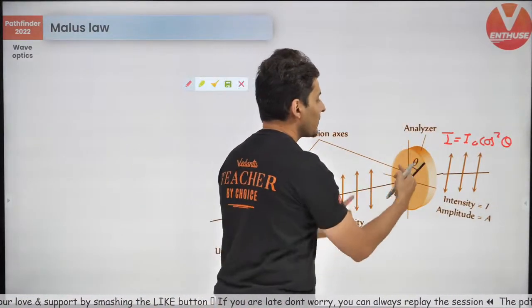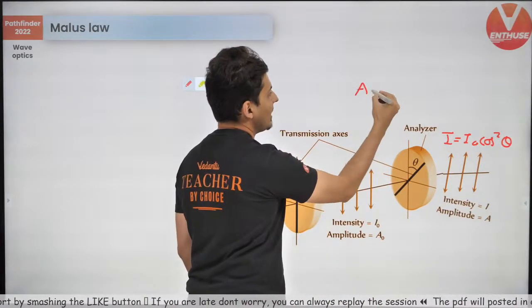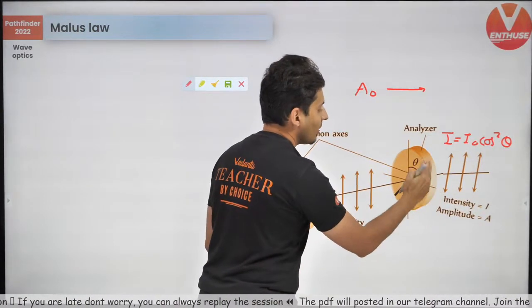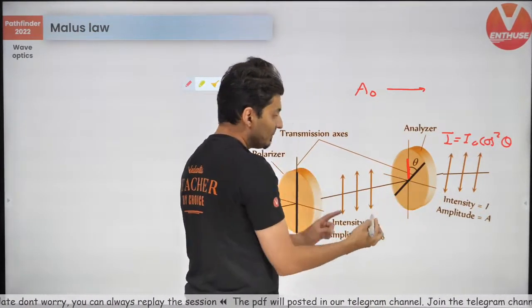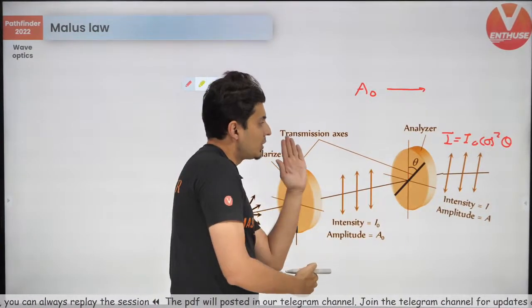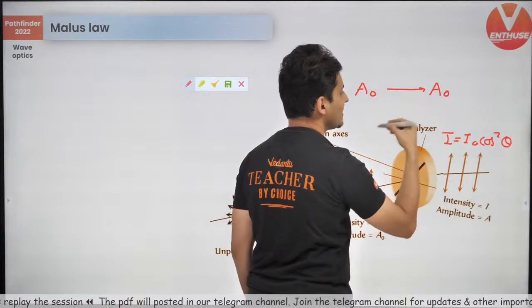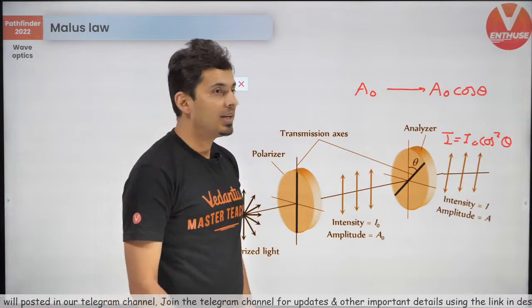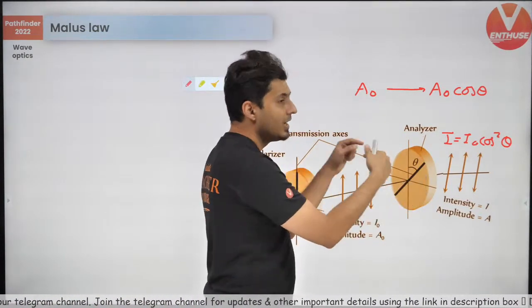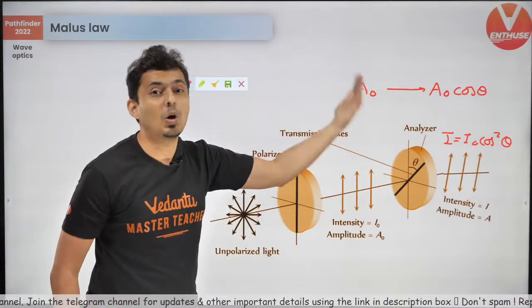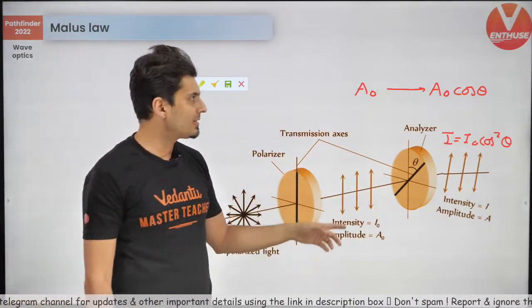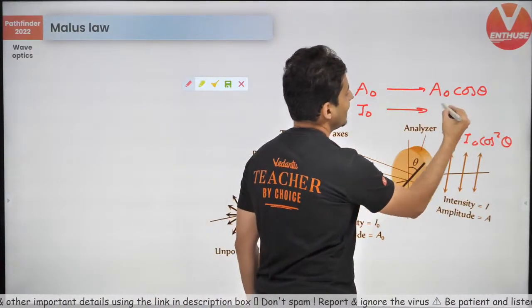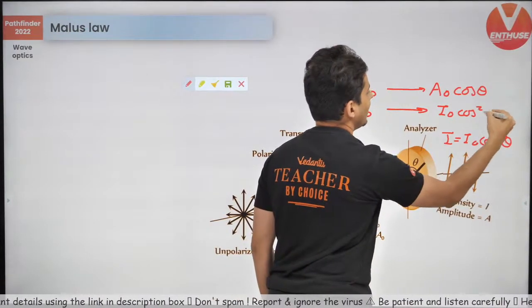You can look at it this way. If the amplitude was A naught here, when it goes through, only this component will pass. Remember, the other component will not pass. So only the cos component will pass, and the amplitude which will come out will be A naught cos theta. And we all know intensity is proportional to the square of amplitude. That's why if intensity was I naught, the intensity which will come out will be I naught cos square theta.